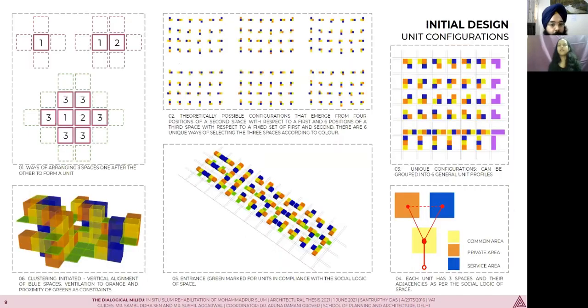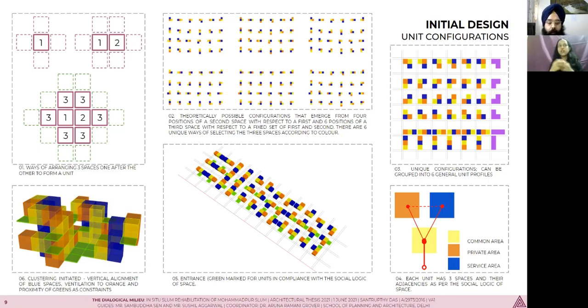So after that, because I was talking of openness, openness cannot be used as a concept unless it is used as a concept for the process of design itself. So every unit, because it's a very small unit, can be composed of three components: the common area, the private area, and the service area. Each household unit can be considered that. So these three components can now be clubbed together.